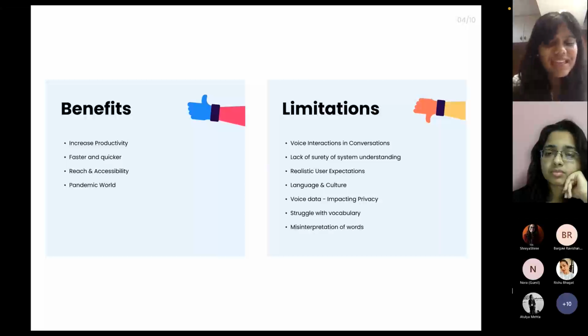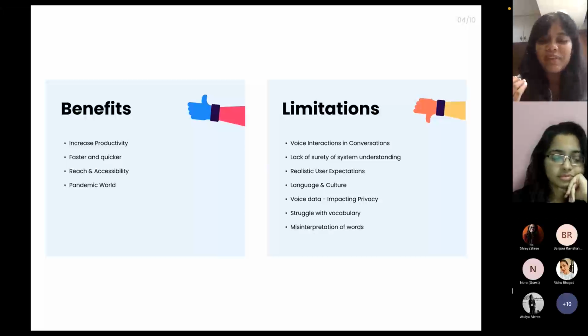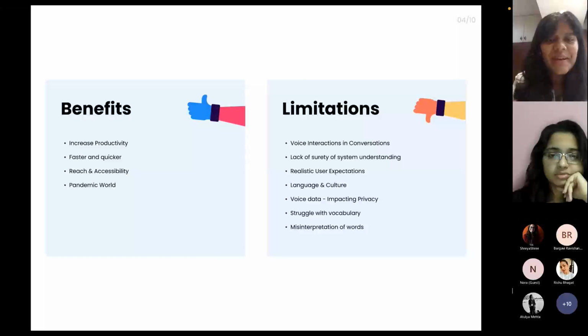The second last point is struggle with vocabulary. So it brings me back to the first point when we're having a conversation with these devices. Sometimes you have the wrong spellings or you have the wrong sentences that appear on your screen, and that leaves us a little bit frustrated.